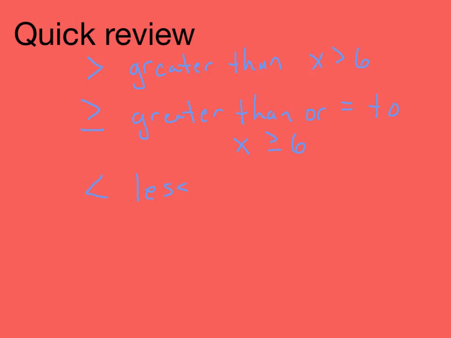Less than. If x is less than 3, then x could be 2.9, x could be 1, x could be -5, x could be -1,000. Less than or equal to. This time, if I said x is less than or equal to 0, x could be 0, x could be -1, x could be -100, x could be -25, any number smaller than 0.